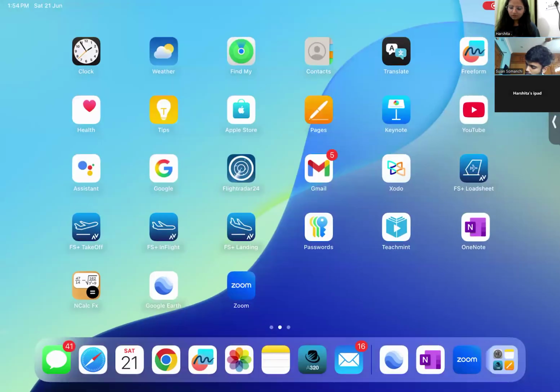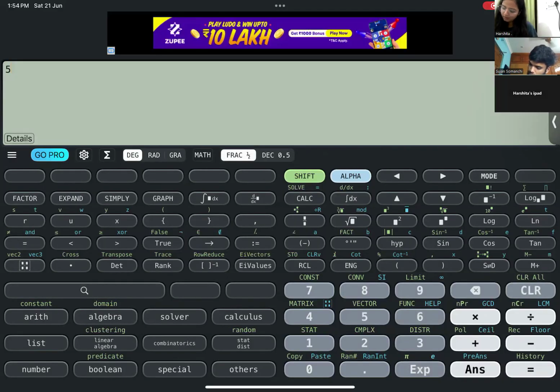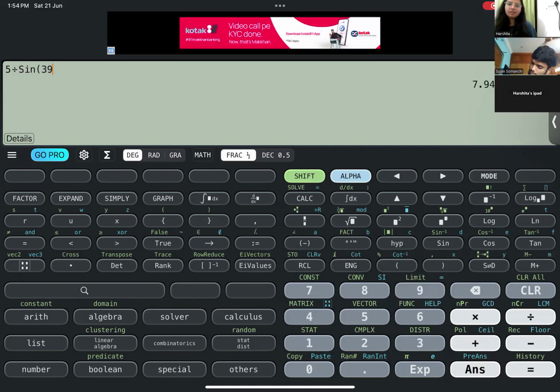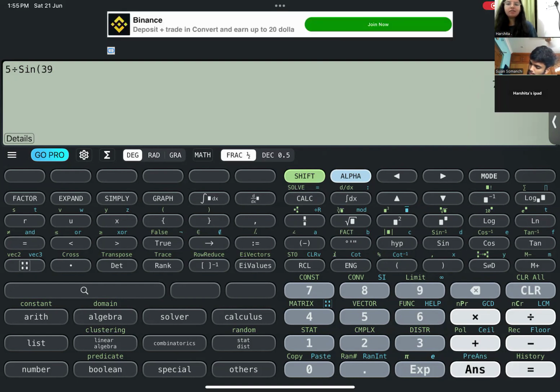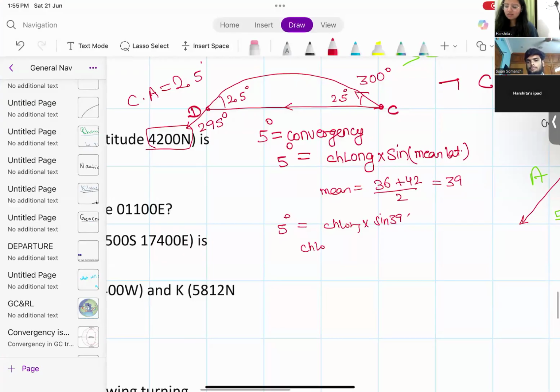Let's find the change in longitude. 5 divided by 0.629 is 7.994, we'll convert it. We have to divide 5 by sine 39 only, right? Yes. So you got 7 degrees and 56 minutes. So the change in longitude is 7 degrees and 56 minutes.